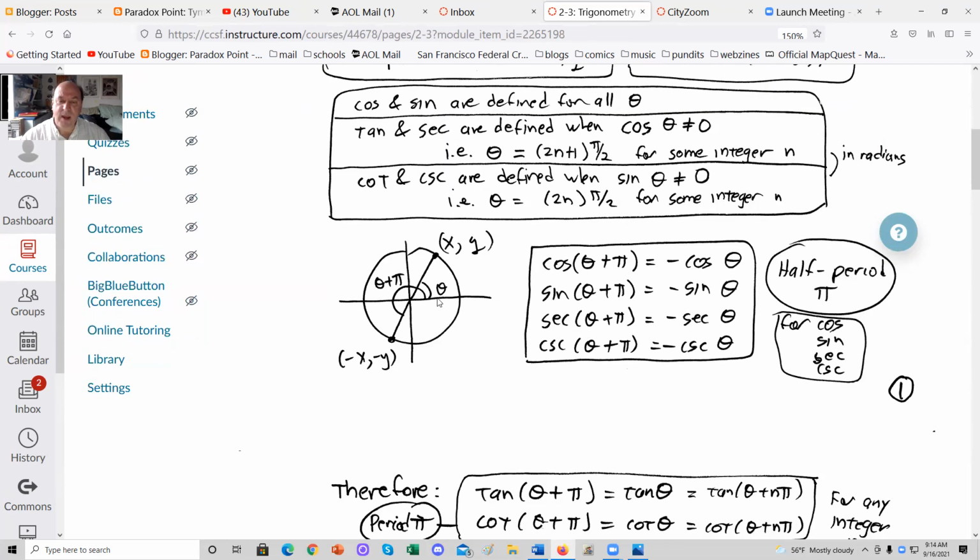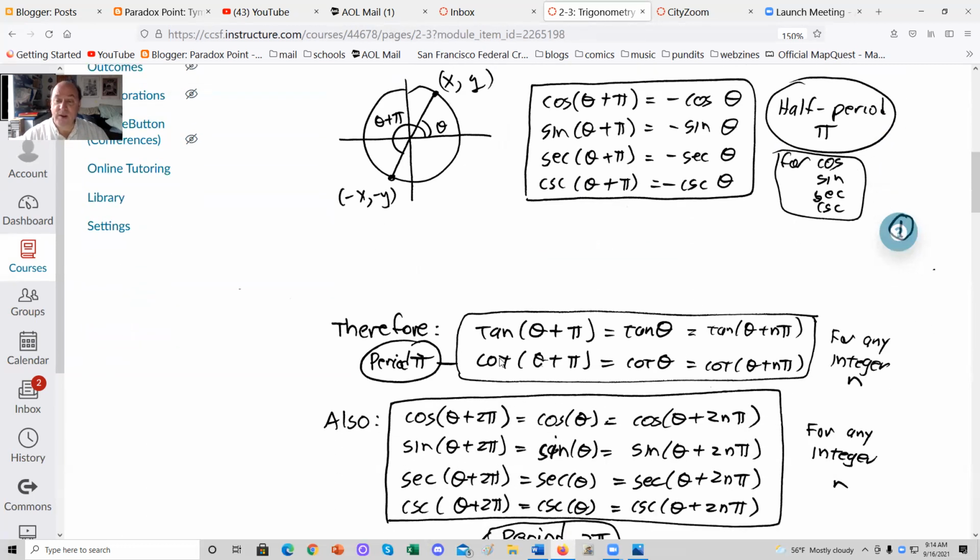All right, now if you take an angle theta, here's x, y, and then you add pi radians to it, in other words, a half turn, then this point will be -x, -y. So therefore, cosine of theta plus pi will be the opposite of cosine theta, and sine of theta plus pi will be the opposite of sine theta. Similarly, secant turns into its negative, cosecant turns into its negative after adding pi radians. I call this the half period law of pi for cosine, secant, and cosecant. They don't really talk about half periods in the book, but I think it's a good name for it.